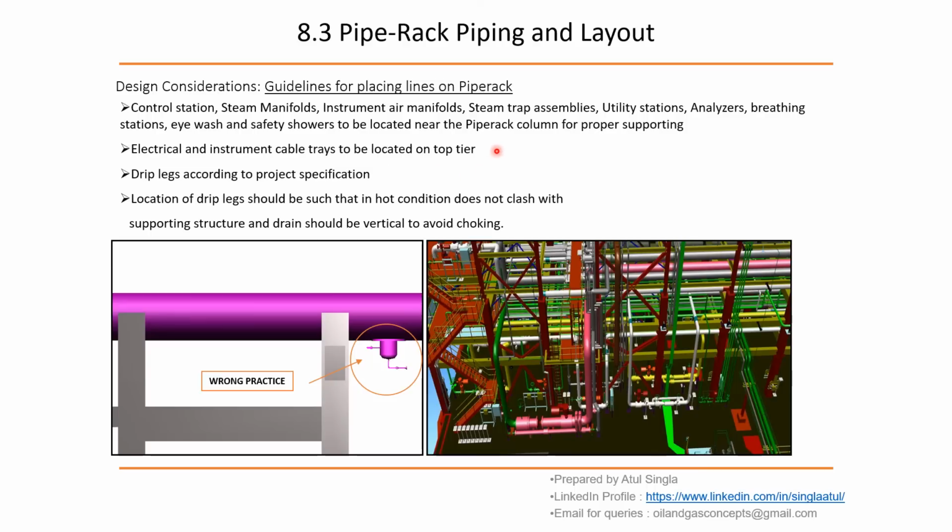Electrical and instrument cable trays to be located on the top tier. Above the utility lines tier, in most pipe racks we have one separate tier for electrical and instrument cable trays.